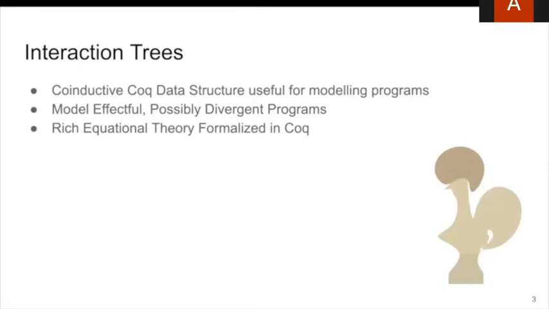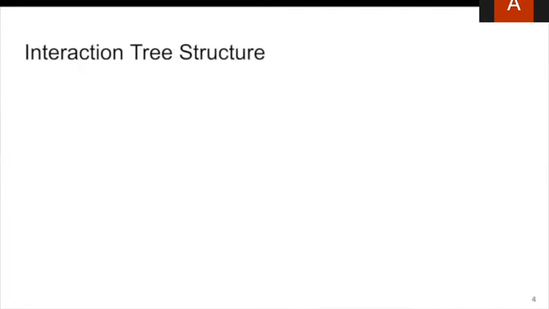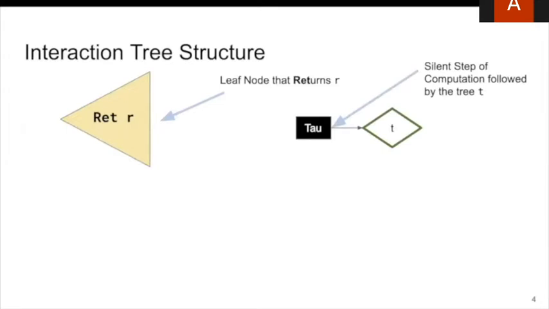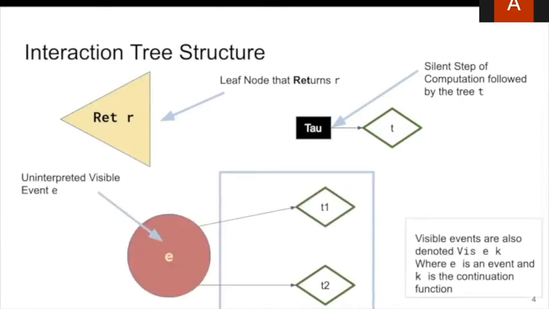They are easy to work with because they have a rich equational theory that we formalize in Coq and provide in the library. So now we can look at what the actual structure of interaction trees is. So first we've got leaf nodes or return nodes that just return pure values like R. We've also got tau nodes that represent a silent step of computation, and uninterpreted visible event nodes, which include an uninterpreted event E and a continuation K.